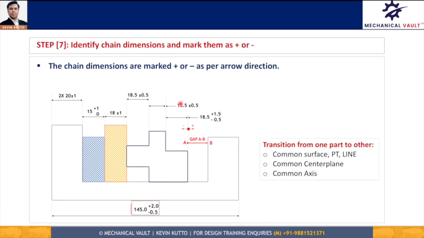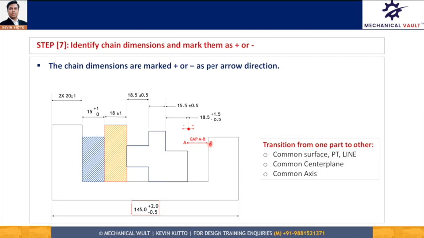The seventh step is to build a dimensional chain of the stackup. You can compare the dimensional chain of the stackup with a chain in a bicycle. Even if a single link is broken in the bicycle chain, it won't work. So just like that, the stackup chain also needs to be complete without any break. The chain begins from the start point and ends at the end point. So in our case, it begins at point A and then it ends at point B.